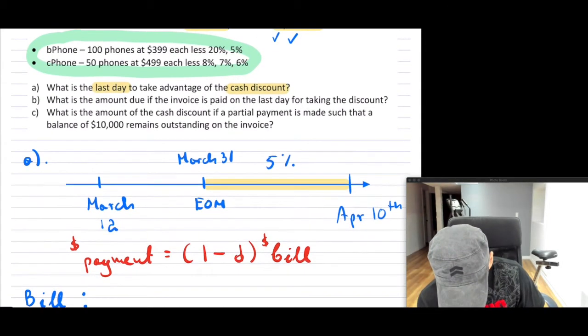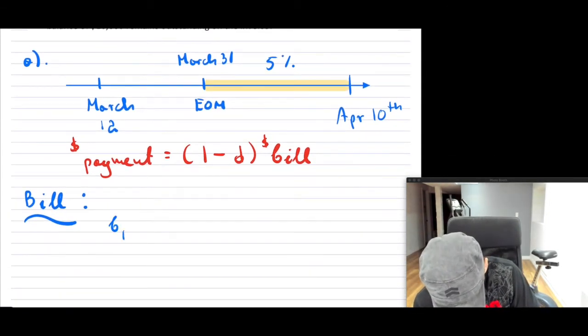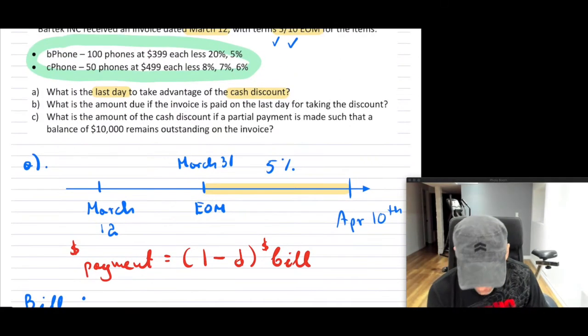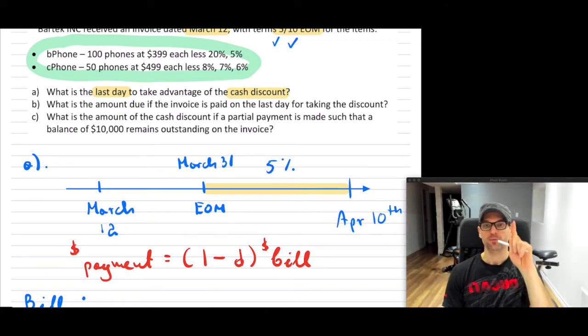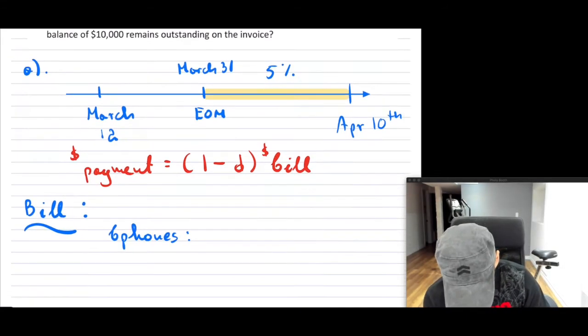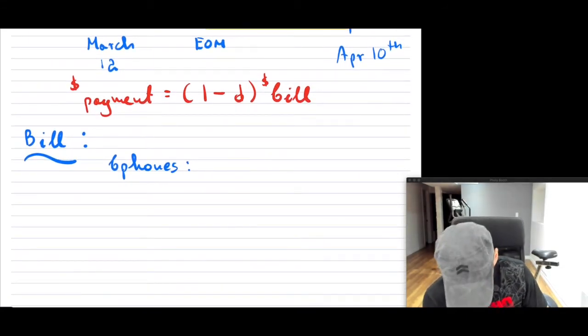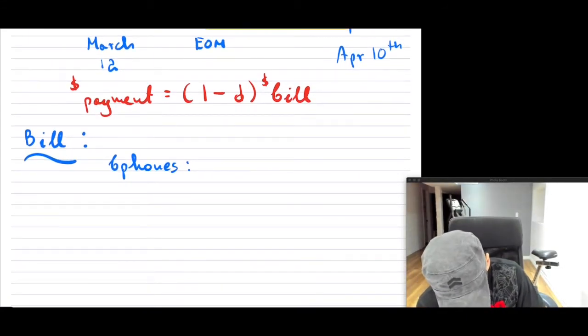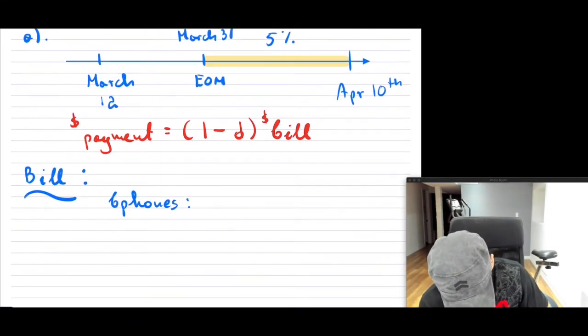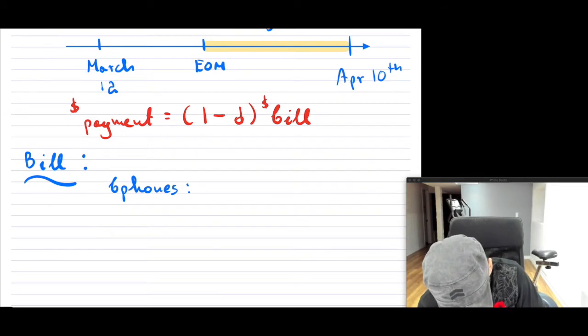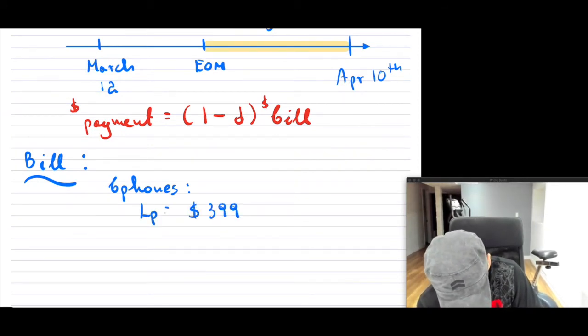So first we have B phones. So we have to first calculate how much are we going to pay for one phone. We know we bought 100 on the bill, but first we have to find out how much we paid for one. So because we have discounts, let's take a look. So for these B phones, we're paying $399. That is the list price for the phone.